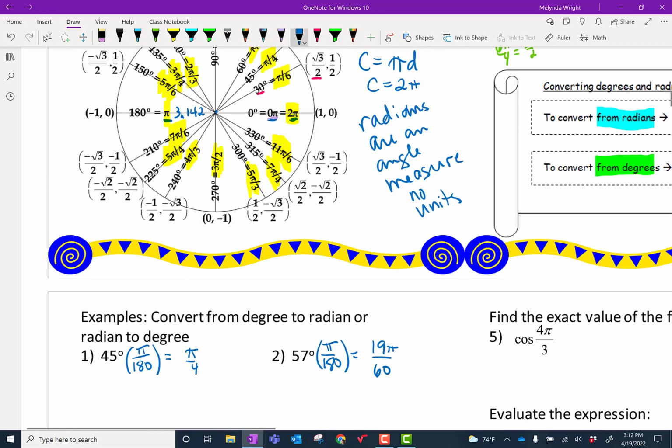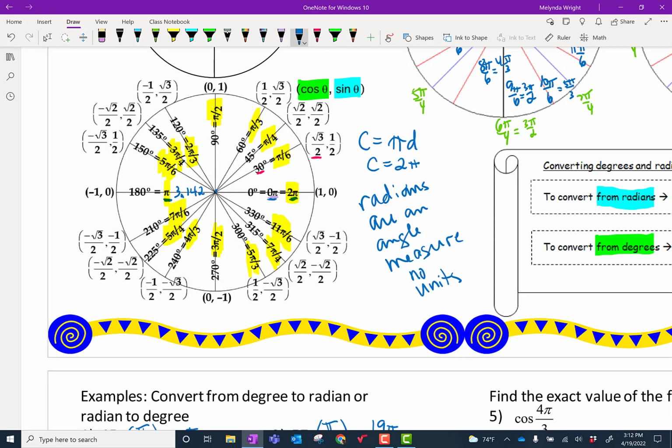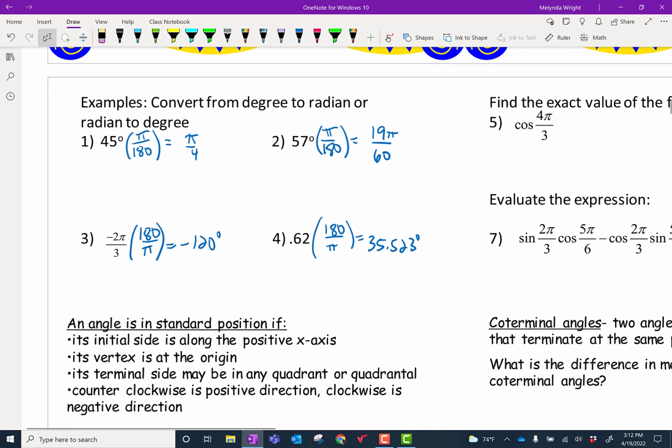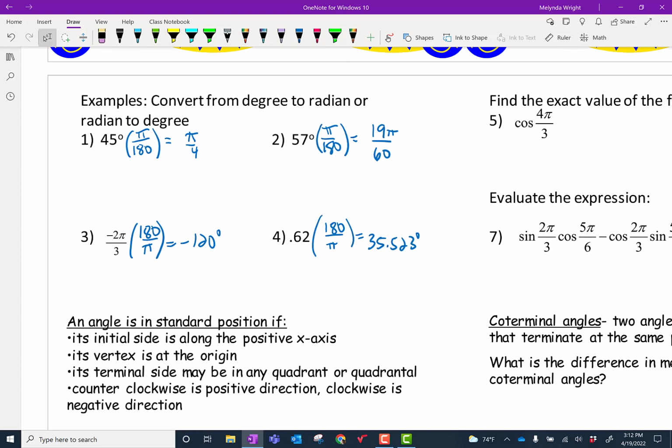So 0.62 radians would be around 35 degrees. And as we were looking before, if this is 3.12, it would make sense that 0.6 would be somewhere over here in the first quadrant. So that should make sense that that's going to be around 35 degrees. Okay.